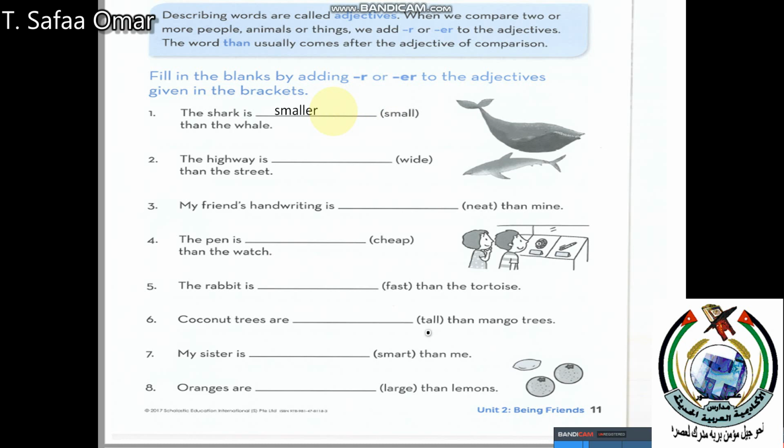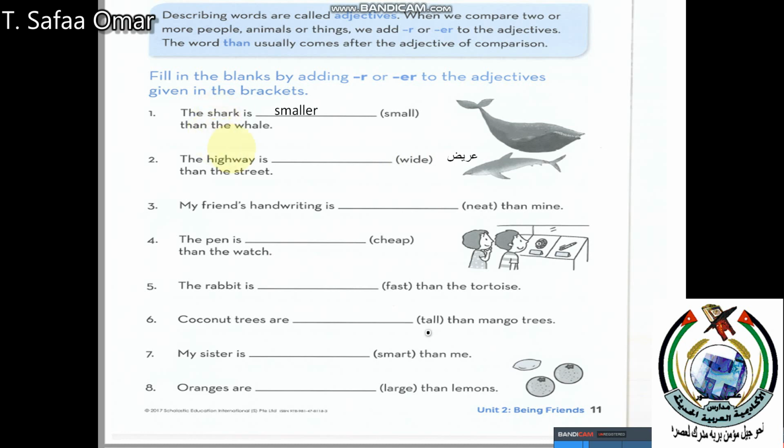Small, smaller. Number 2. The highway is than the street. The highway means الطريق السريع. The adjective is wide. What's the meaning of wide? Wide means عريض أو واسع.